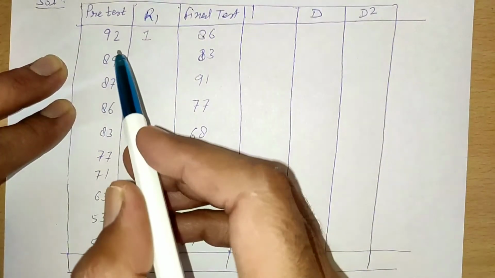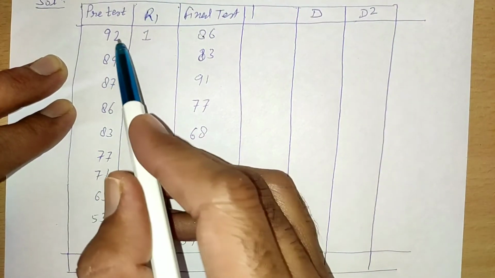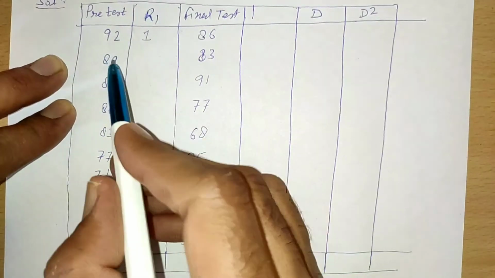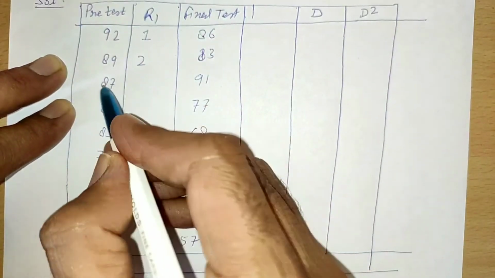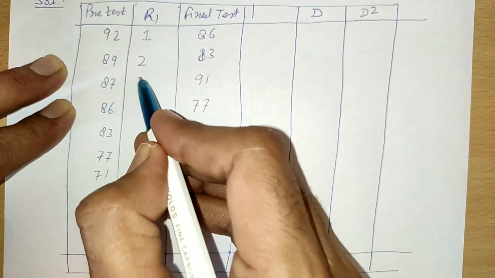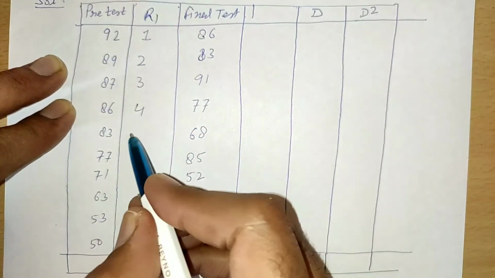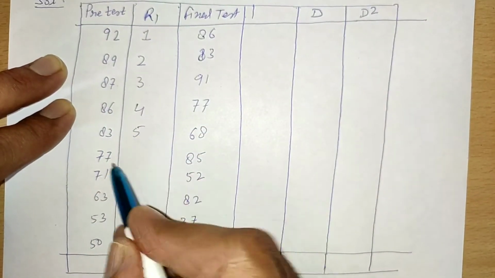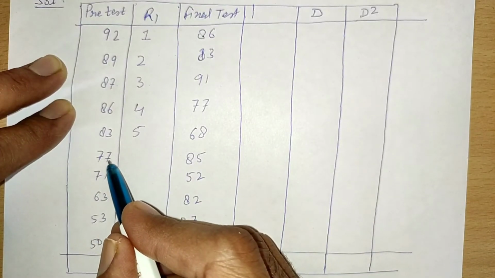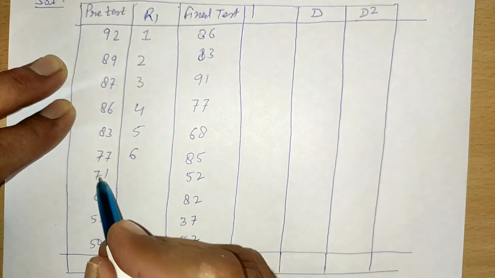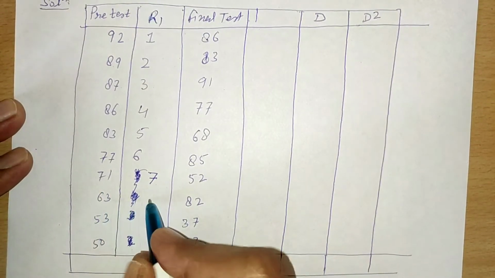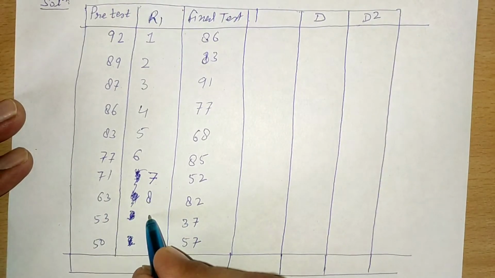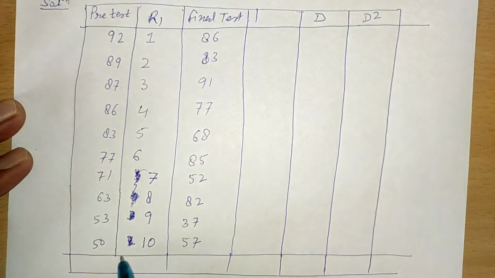In this example, I am assigning the first rank to the highest number, and the next highest number is 89, so I assign rank 2. Then the next highest number is 87, so 3, then 4 and 83, 5 and 77. The next highest number is 77, so I am assigning rank 6, and the next number is 71, so rank 7, then 8, then 9, and finally I am assigning rank 10 to the lowest number.